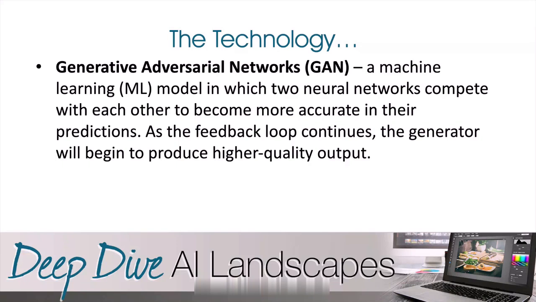Okay, so let's talk a little bit about the technology that we're going to be looking at. One of the underlying developments here is called generative adversarial networks, or GAN. And GAN is a machine learning model in which two neural networks compete with each other to become more accurate in their predictions. As the feedback loop continues, the generator will begin to produce higher quality outputs. So what that means in layman's terms is that you have a database that contains thousands of copies in many cases of a certain type of image. Maybe it's faces, or in this case, landscapes.